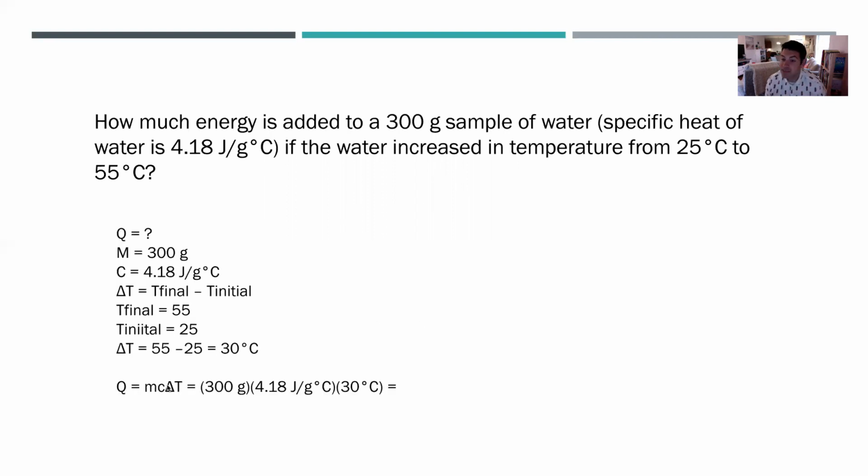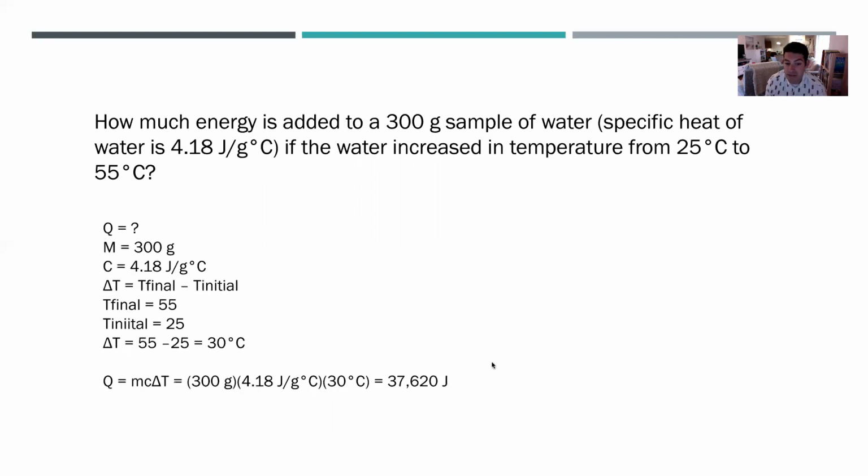So Q equals MC delta T, that means 300 grams times 4.18 joules per gram degree Celsius times 30 degrees Celsius. Grams cancel, degrees Celsius cancel. When I multiply 300 times 4.18 times 30, I get 37,620 joules. All right, so I will have more examples in the next video, but this is the type of information I want you to understand. Solving for Q using the formula Q equals MC delta T. All right, heat is the vibrations, and the vibrations depend on the type of material and how much material.